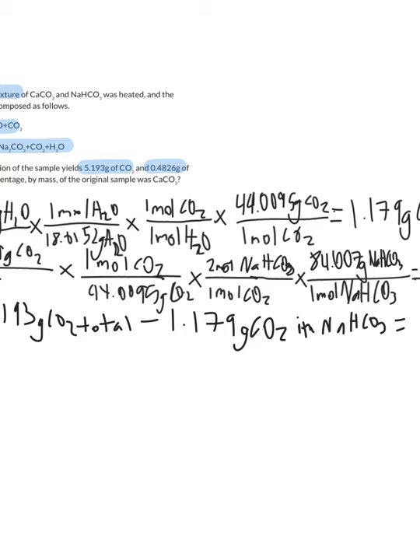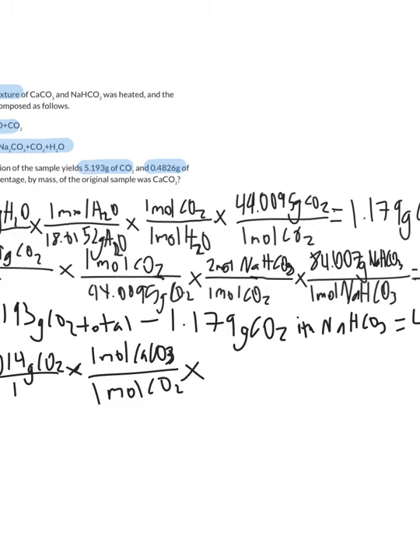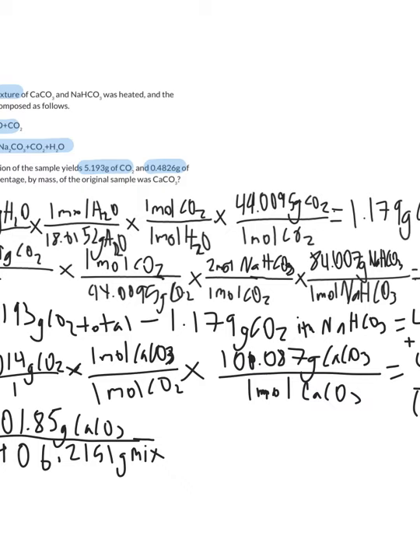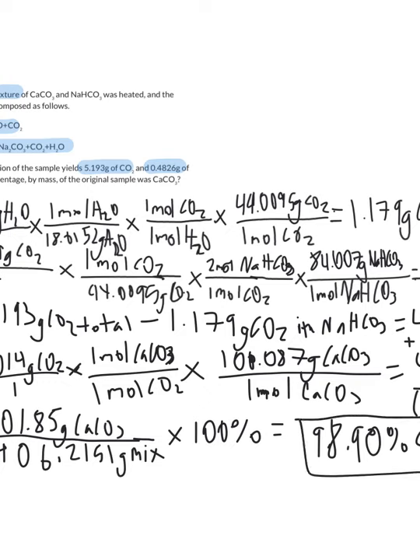Using the 4.014 grams CO2 that we just found, we then convert, since we know the ratio is 1 mole CO2 to 1 mole CaCO3, and then we convert from moles CaCO3 to grams CaCO3, giving us 401.8 grams of CaCO3, and then we add the NaHCO3 mass to get our total mass, and then we divide the grams of CaCO3 by the total mass of the mixture times 100%, and then we get our final answer, which is 98.90% CaCO3.